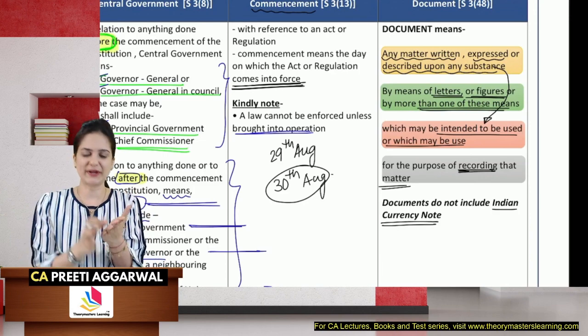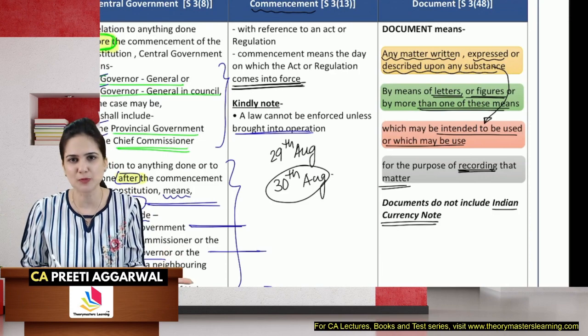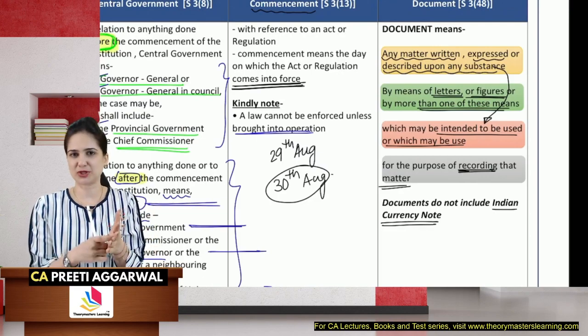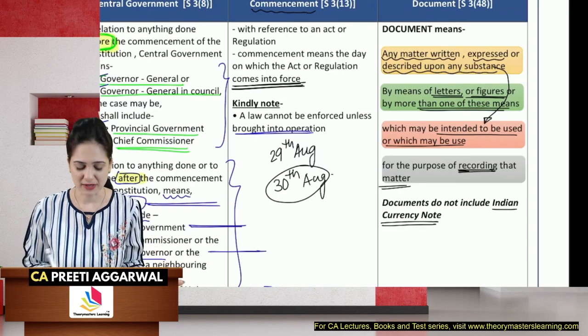Like on the 20 rupee note, you have the Shanti Stupa. That is not a document. That currency may show that picture, but that is not considered as a document.